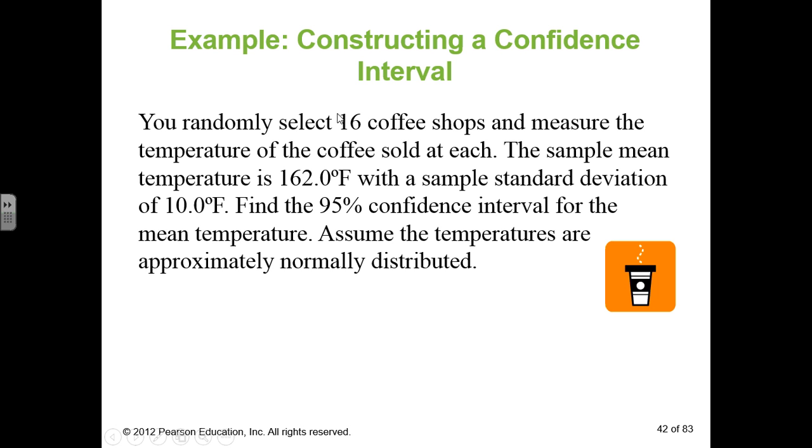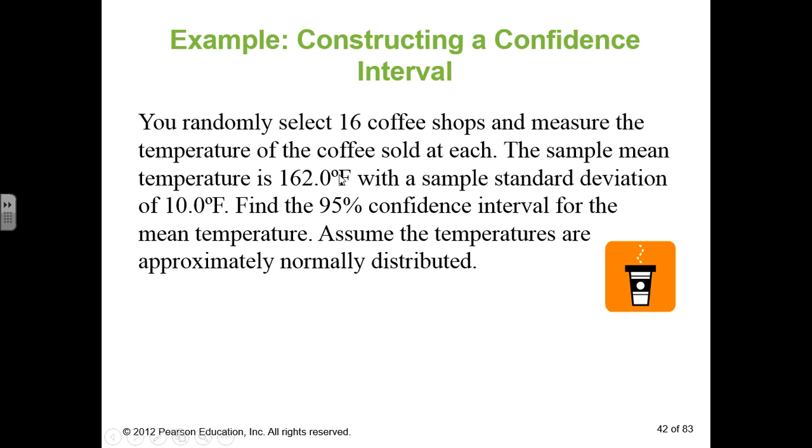Suppose we randomly select 16 coffee shops, and we want to know what's the average temperature of a cup of coffee in all coffee shops. Well, we sampled these 16, so we can find the sample mean, which was 162, and the sample standard deviation of 10. Let's find the 95% confidence interval for the mean temperature.